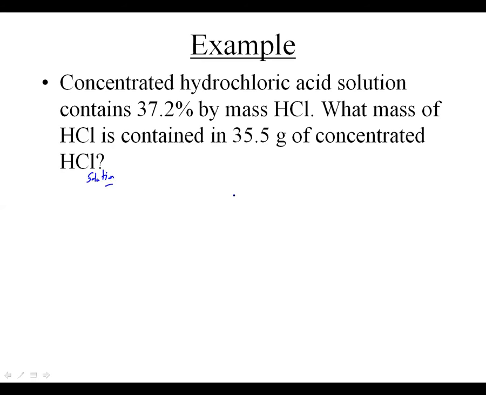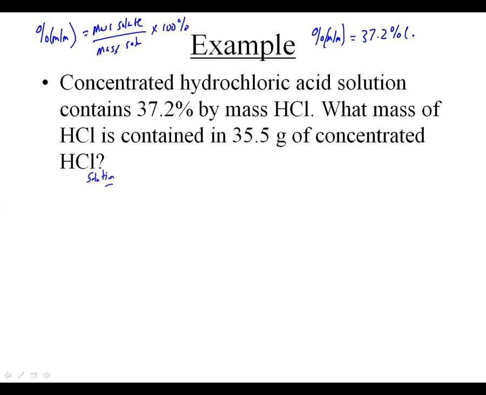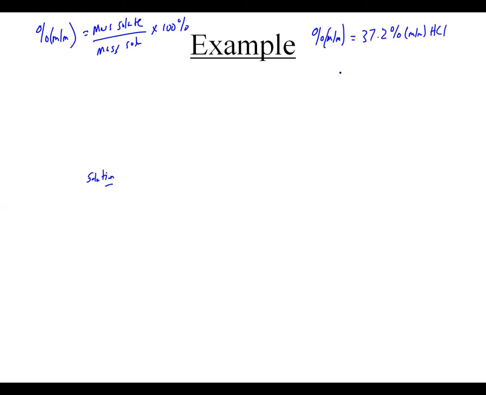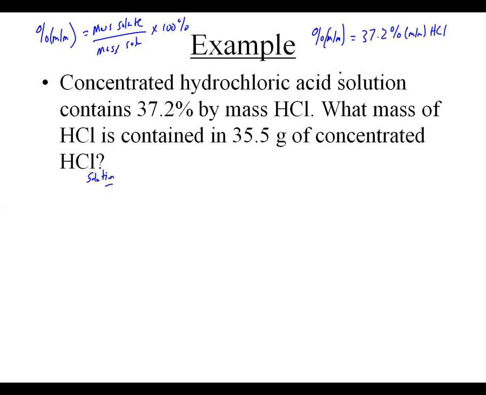Okay, so in this case, we're actually given the mass to mass percent. So again, we could still be using the same formula, which is our percent mass to mass is our mass of the solute divided by the mass of the solution times 100%. We are given the percent mass to mass in this problem, which is 37.2% HCl. We want to know the grams of HCl, which is the mass. And we have the mass of the solution given to us, which is 35.5 grams of HCl.